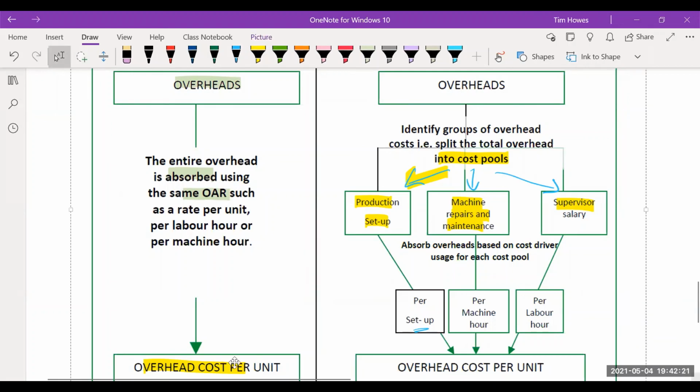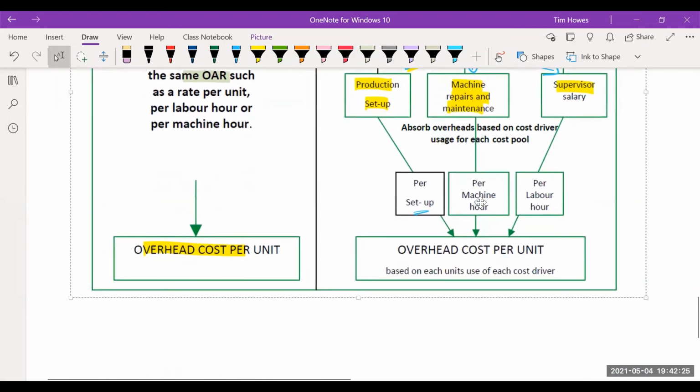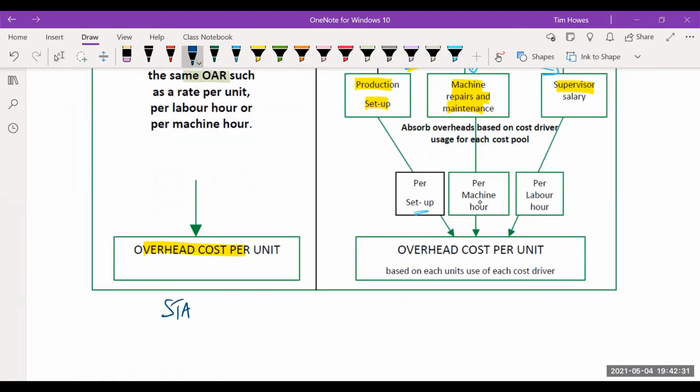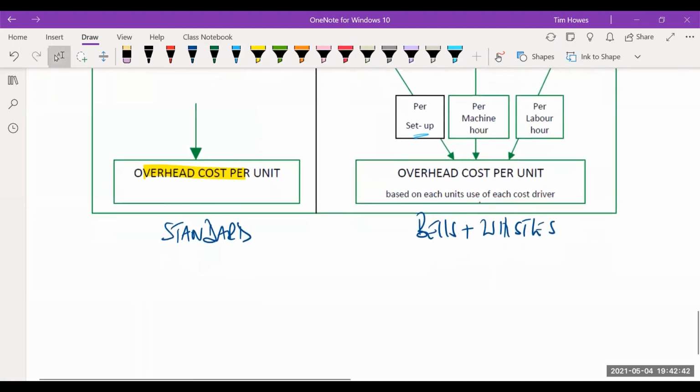Bottom line, whichever one you do, at some point, these costs will get absorbed into your production. Arguably, of course, the more accurate you can be with it, the better. And as I said, it's just the same thing. This is, if you like, the standard model. And this is your bells and whistles model.